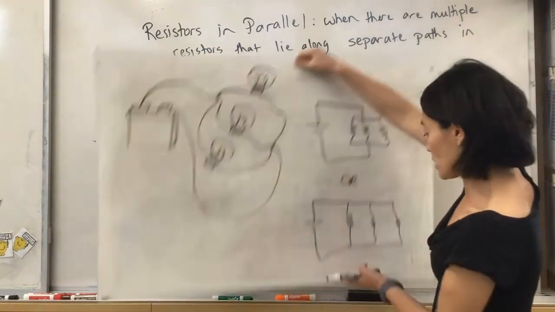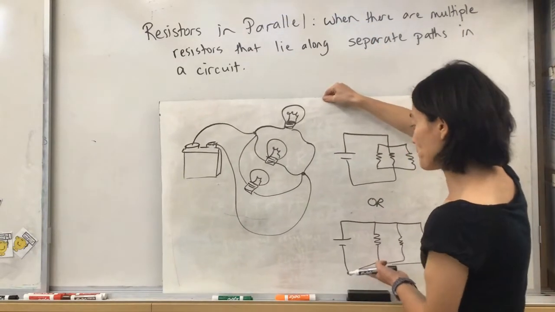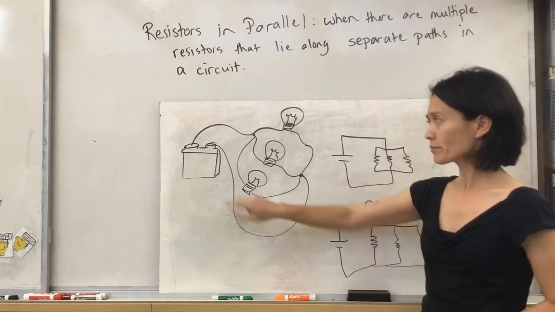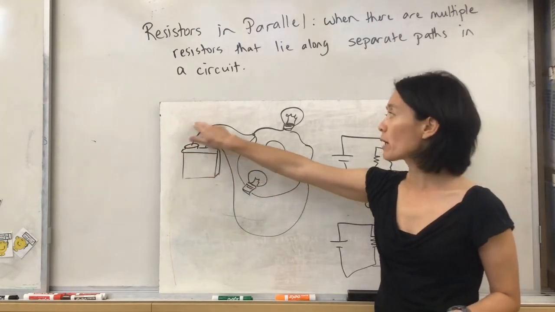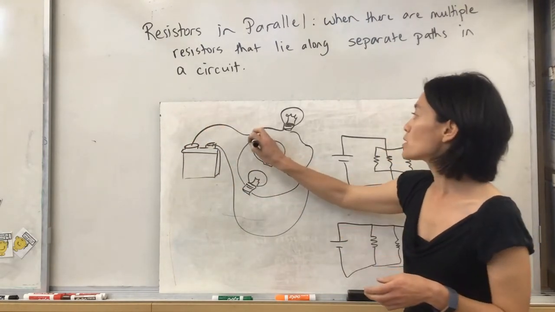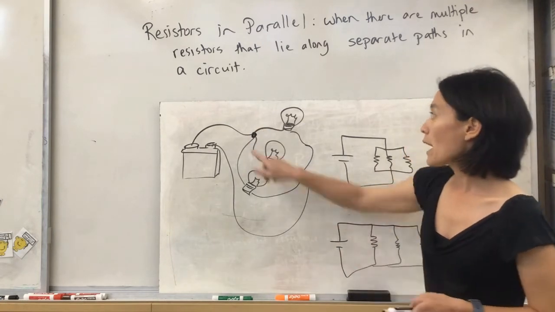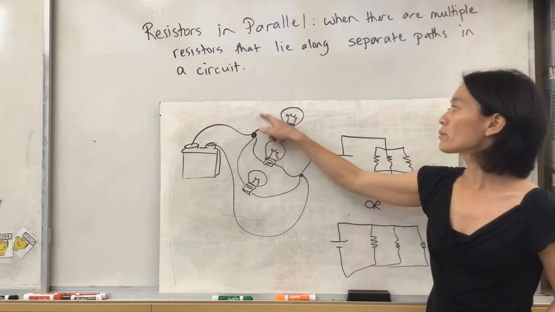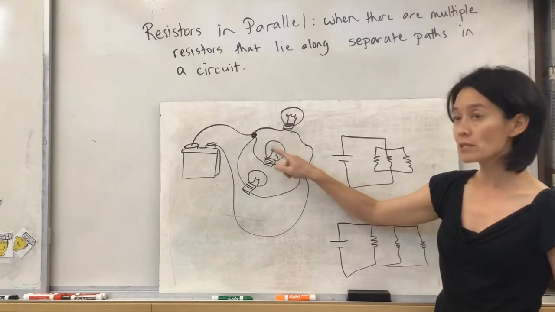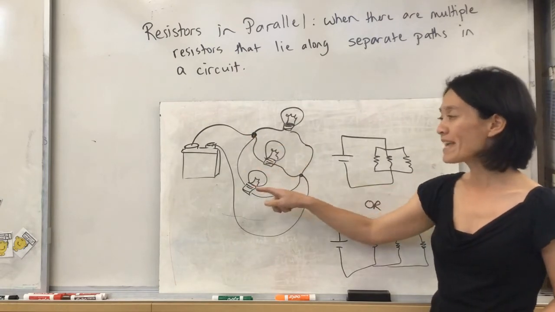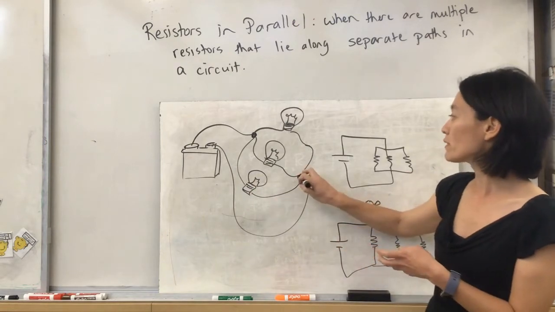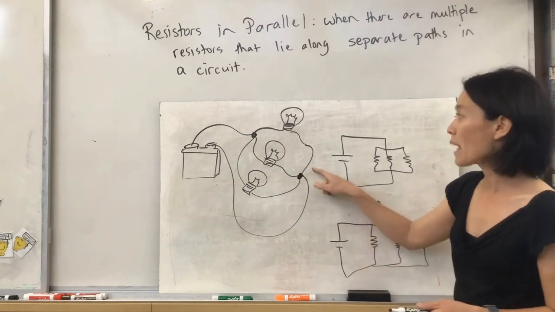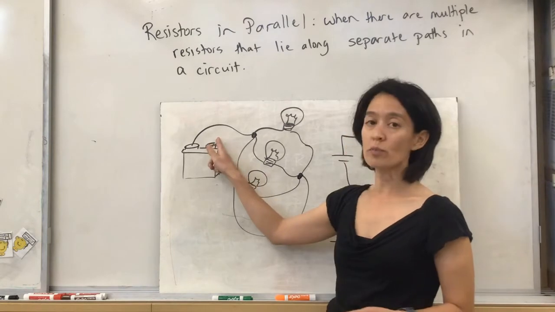So if you were to think about the actual circuit with the light bulbs, here's your power supply, and you'd have a wire coming out of your power supply, and then you'd have a junction point here, and it would split. One path would go to this light bulb, one path to this light bulb, one path to this light bulb, and then each of those light bulbs would have another wire that goes back to a communal path, and that path leads back to the power supply.